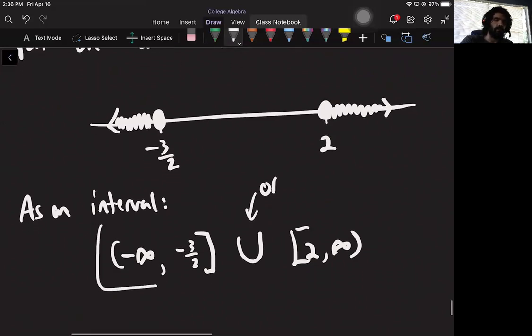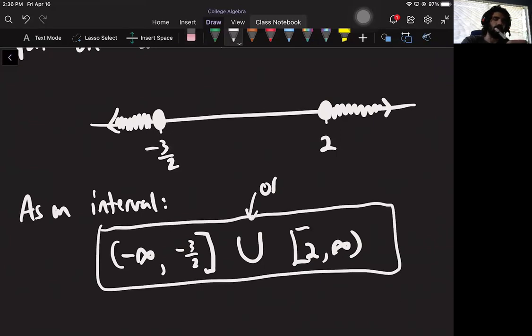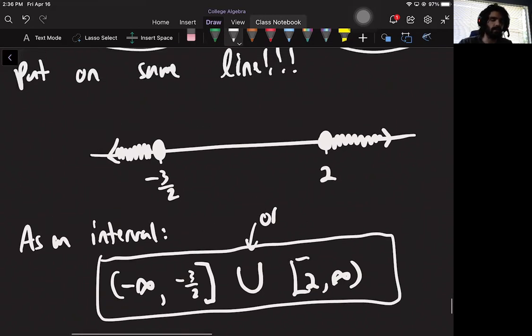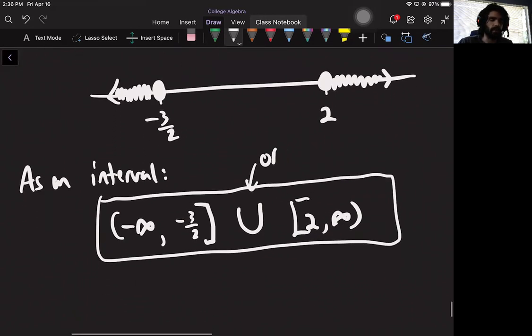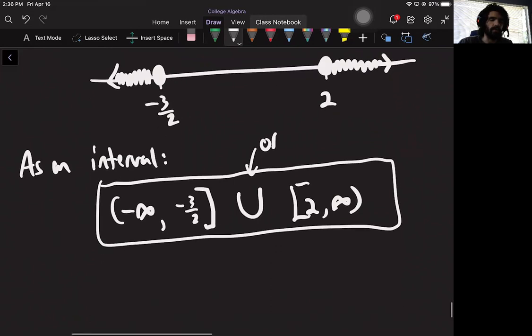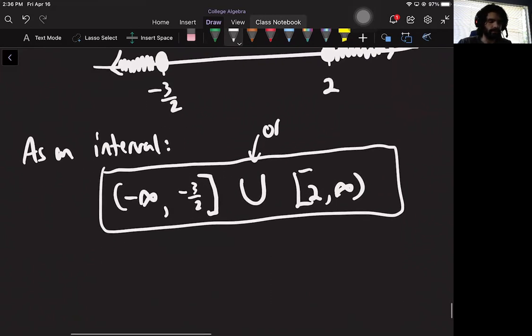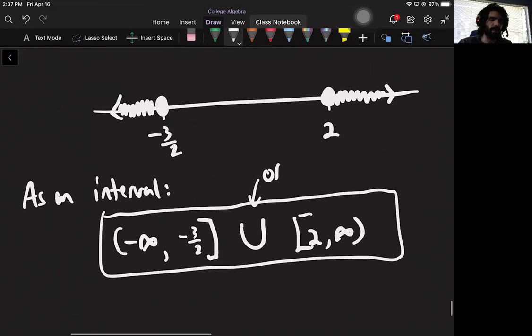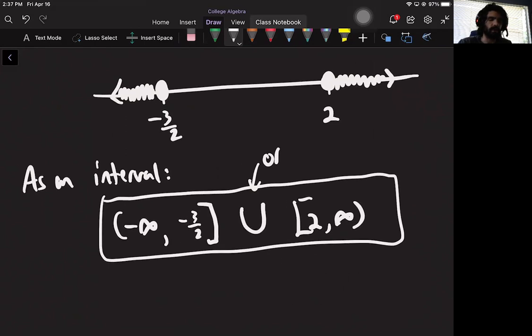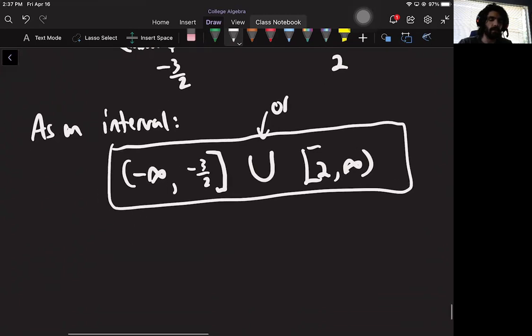So this is how you do an interval if you want to combine 2 together, which is what's really going on here. We're taking our 2 intervals and we want to write them as some sort of combination. We put this U symbol to mean or. So the x values to the left of -3/2 are fine. So are the ones to the right of 2. Either or is fine. So we write it like this.